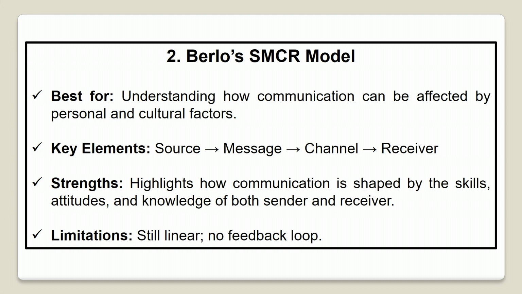If we talk about the key elements, the main heading itself already gives them: SMCR. These are the key elements of Berlo's model: S for source, M for message, C for channel, R for receiver. These are the four components of this particular model.